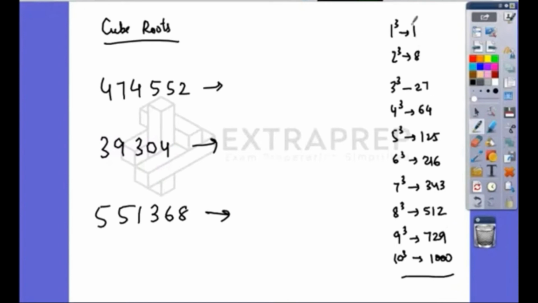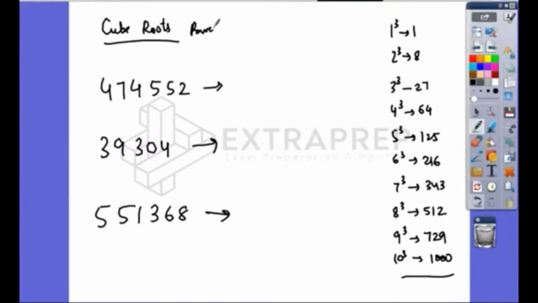Now see, if you observe, everything is unique. You don't have repetitions anywhere. 1 cube is 1, 2 you've got 8, and for 8 you've got units digit as 2. For 3 you've got 7, and for 7 you've got 3. For 4 you got 4, 5 you got 5, 6 you got 6, 9 you got 9, 0 you got 0. So there are no repetitions, which makes finding cube roots easy.